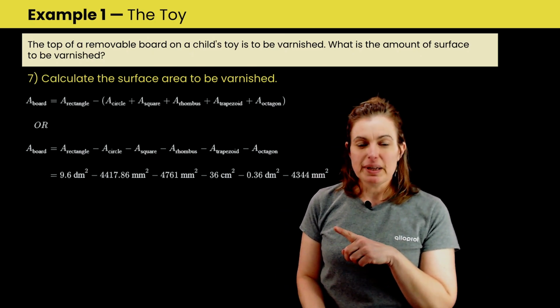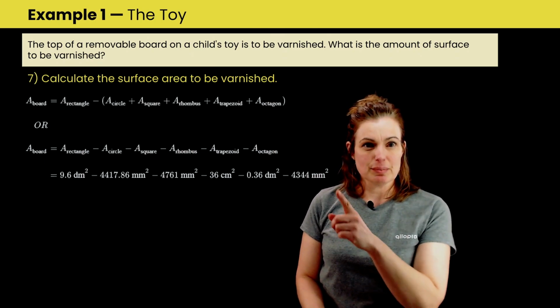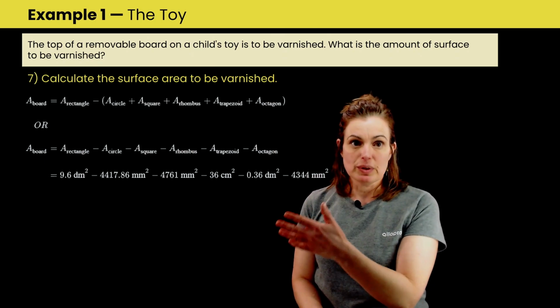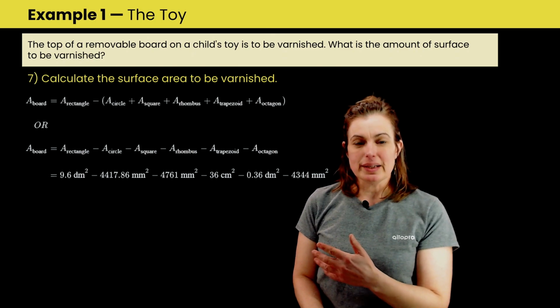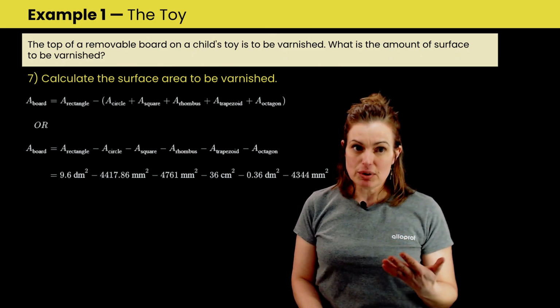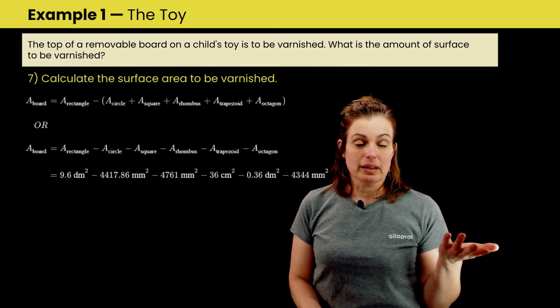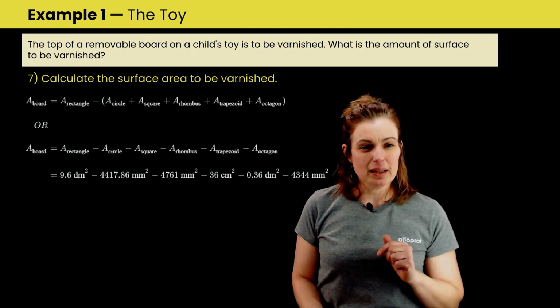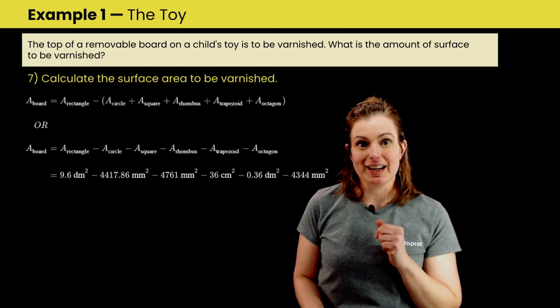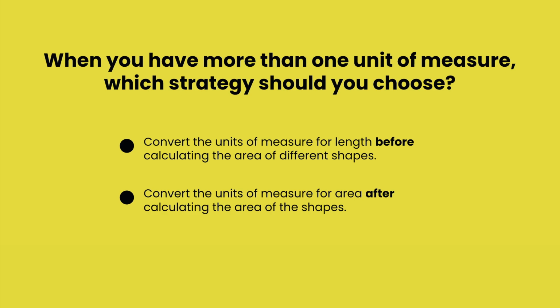There is a problem, though, because none of these are really in the same units. I mean, millimeters squared, that's repeated 3 times, but everything else is sort of different units. So I've got to make sure that everything's in the same units before I calculate any further. And before we get to that, I actually have another question for you guys. When you have more than 1 unit of measure, which strategy should you choose? Convert the units of measure for length before calculating the area of different shapes? Or convert the units of measure for area after calculating the area of the different shapes?